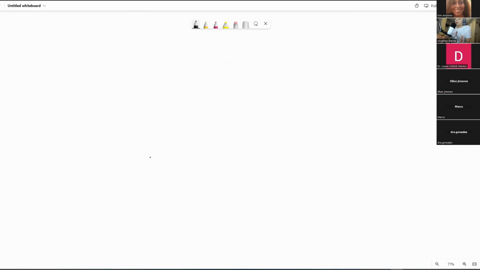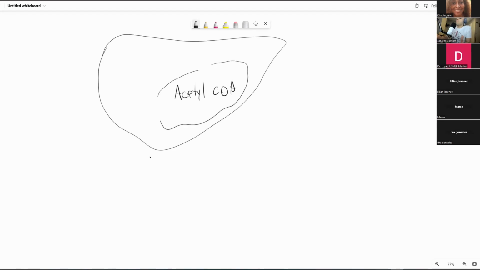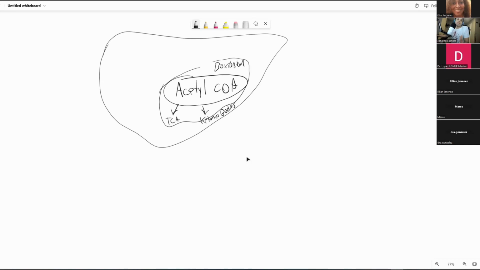So, we were at the point where we were able to have acetyl-CoA in the liver made by beta oxidation. So beta oxidation happened, and now we have acetyl-CoA. And I mentioned to you that acetyl-CoA can either go to the TCA cycle, or it can go and make ketone bodies. That's what I told you.